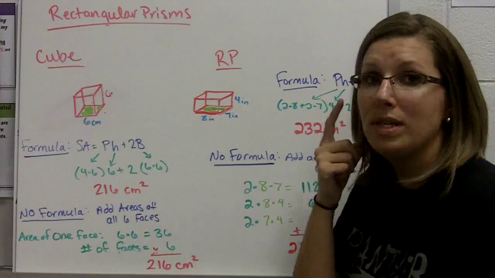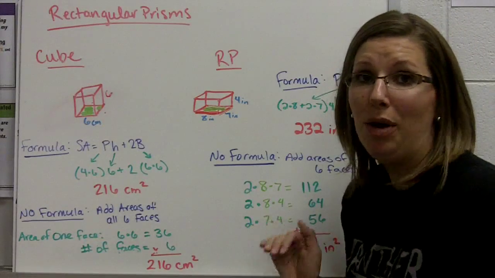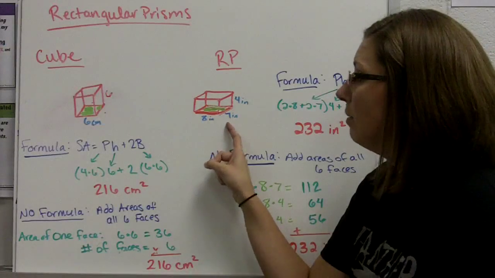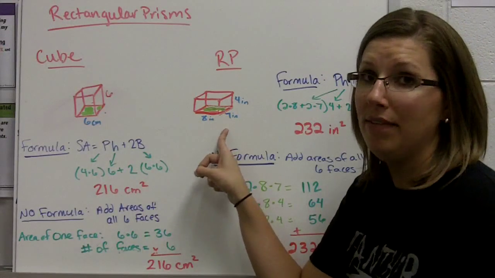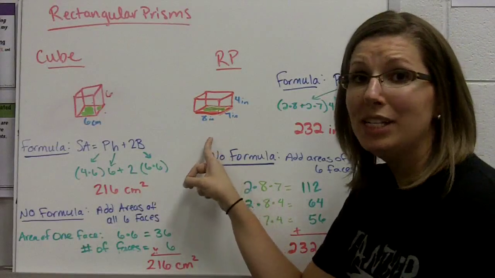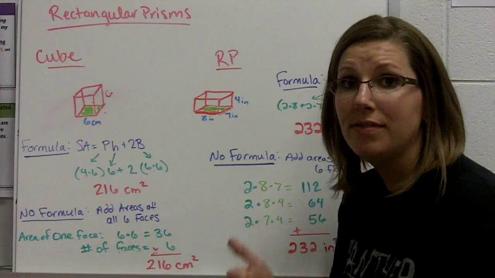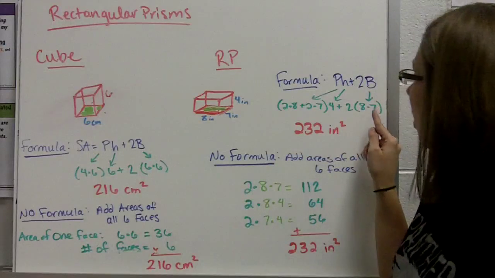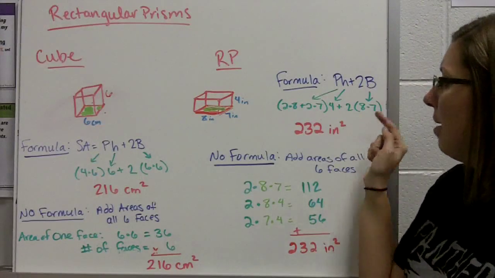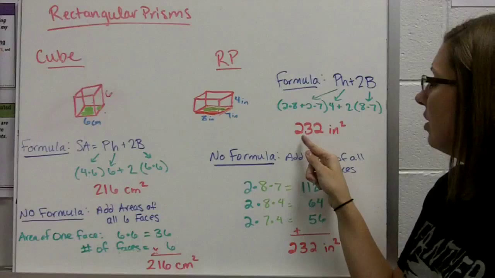So then I have to think, what's my base shape? A rectangle. How do I find the area of a rectangle? Length times width. In this case, 8 times 7. I'm using the same base to find the perimeter and the same base to find the area. So I've got all of it written down. I type it into my formula, and here I go.